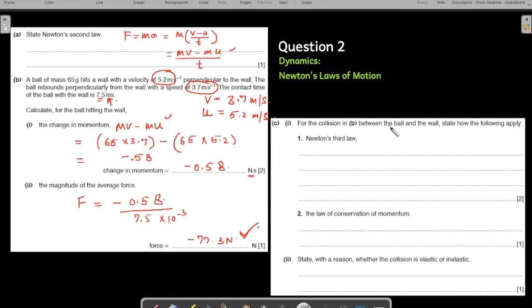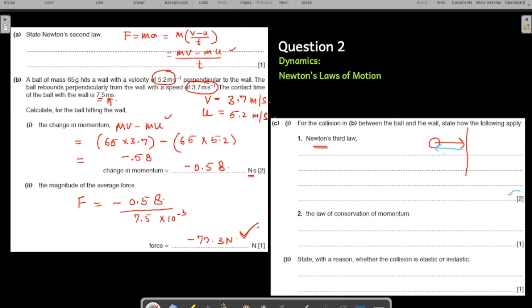For the collision in B between the ball and the wall, state how the following applies. So many rhyming words, ball, wall. Okay, state how the following apply. Newton's third law. 2-mark question. Newton's third law talks about equal and opposite force, right? If this is your ball, this is your wall. The force which the ball applies on the wall is equal and opposite to the force which the wall applies on the ball. Equal is a key term, opposite is a key term.